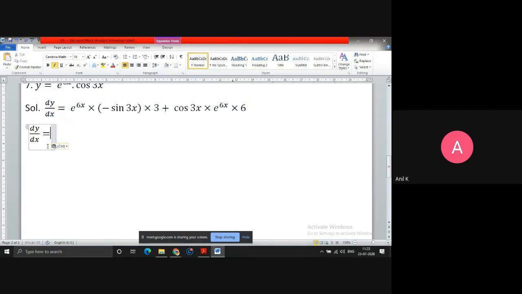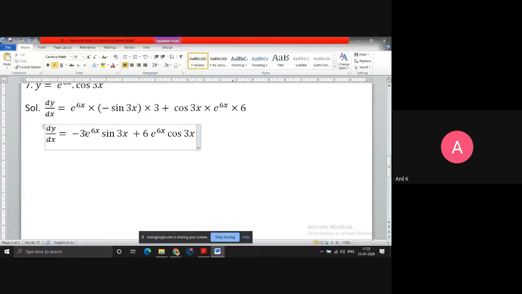Okay. So if I do further simplification, in the simplest form, you will get dy by dx equals, if I put the numbers first, minus 3 e power 6x into sin 3x. Then plus 6 into e power 6x into cos 3x. Okay, first derivative I got it.